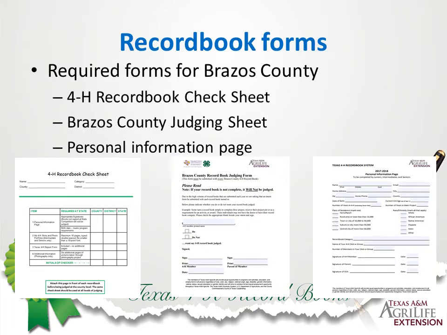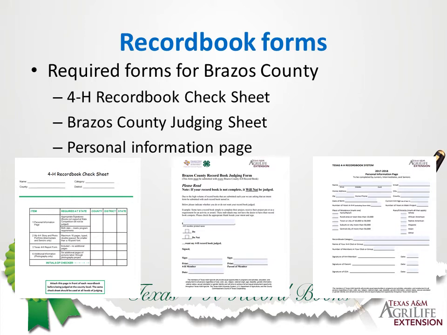Okay, let's start talking about how to put your record book together. At the beginning, the first few pages that we must have in your record book are the Brazos County Record Book Judging Form. This is found on our county 4-H website under the 4-H Publications tab. This is just saying, yes, I want my record book judged, or no, I do not. I highly recommend, if you're doing one, to select yes, sign it, and put that at the front of your record book when you turn it in.